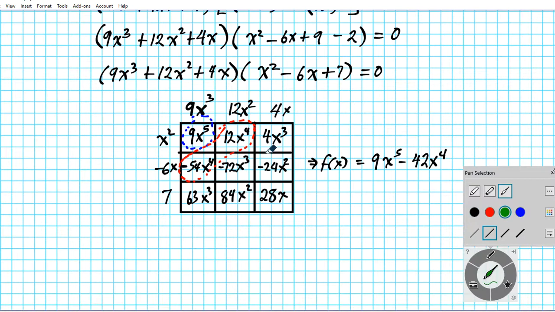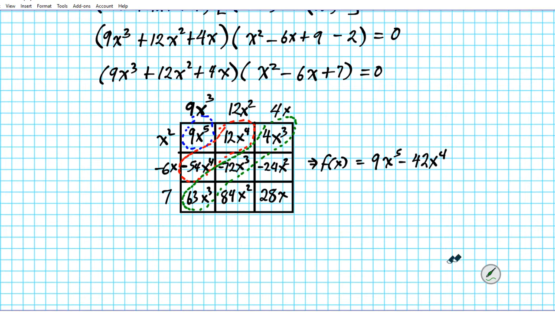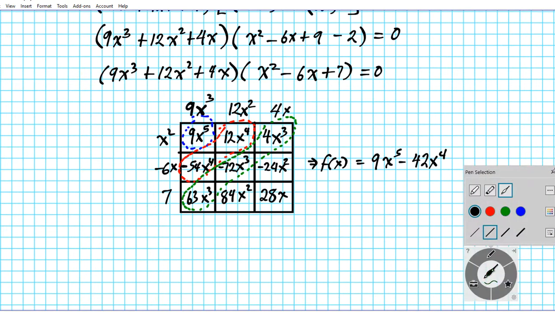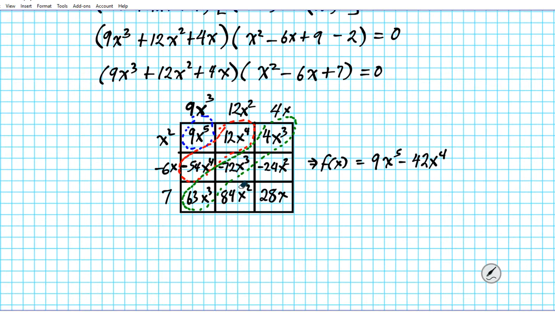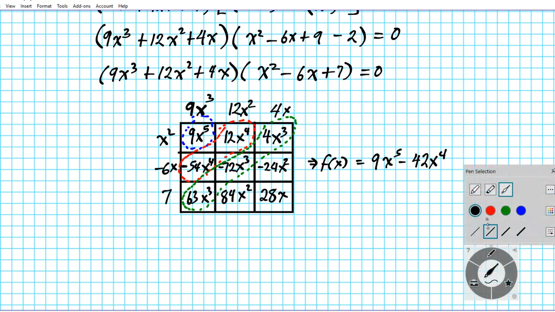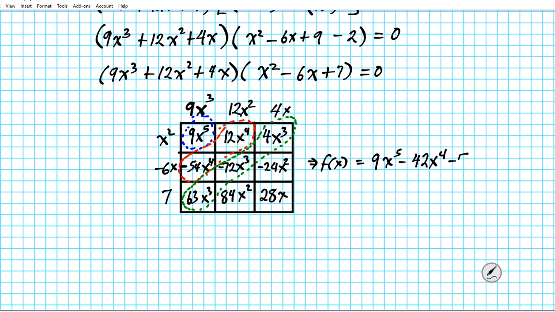Move on to the next diagonal. The cubic terms, the terms with the third degree. Okay, so if you combine those, you have negative 72x to the third plus 63x to the third. If you have negative 72 plus 63, you will just end up with negative 9. So we have negative 9x to the third.